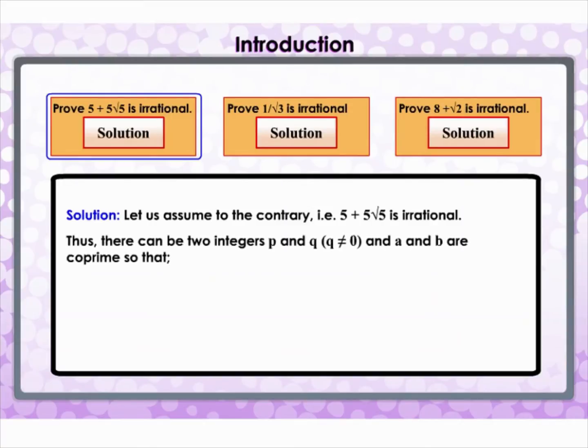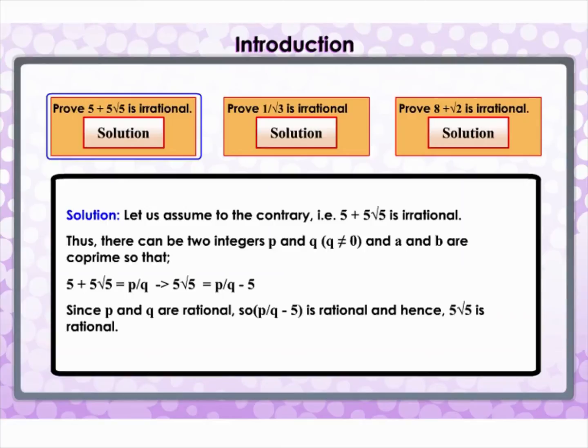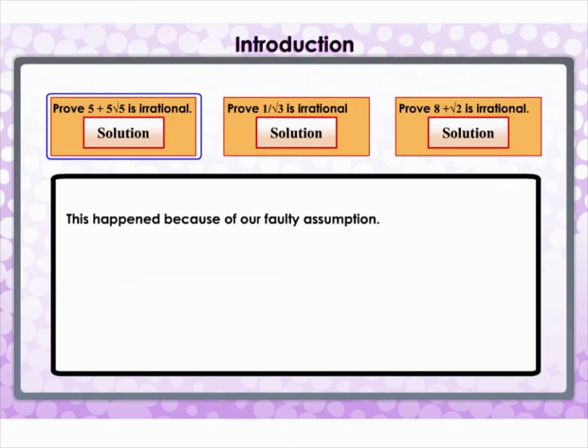Thus, there can be two integers p and q not equal to 0, and p and q are co-primes, so that 5 plus 5 root 5 is equal to p by q, which becomes 5 root 5 equals p by q minus 5. Since p and q are integers, p by q minus 5 is rational, and hence 5 root 5 is rational. This happened because of a faulty assumption. Hence, 5 plus 5 root 5 is irrational.